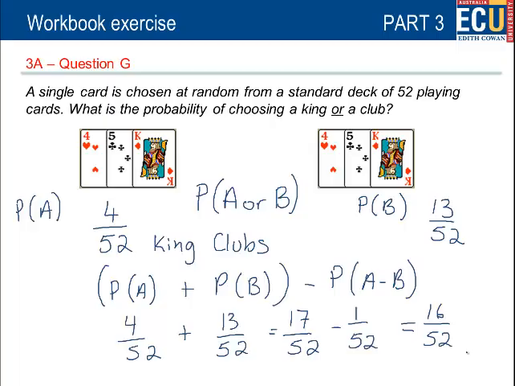Therefore, what is the probability of choosing a king or a club in a deck of 52 playing cards? It is 16 over 52. Or, simplified, both numbers can evenly be divided by 4. 16 divided by 4 equals 4, and 52 divided by 4 equals 13. To express this as a decimal, the answer is 0.307, and as a percentage, it will equal 30.7%.